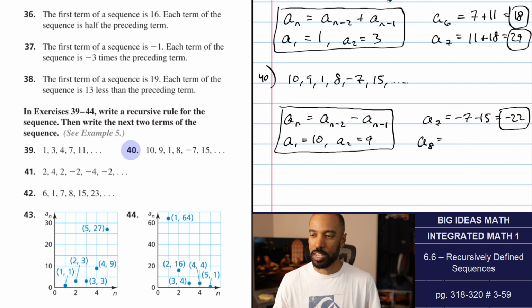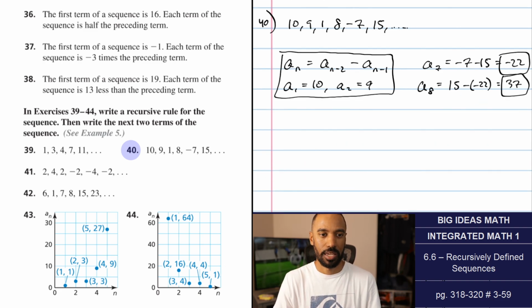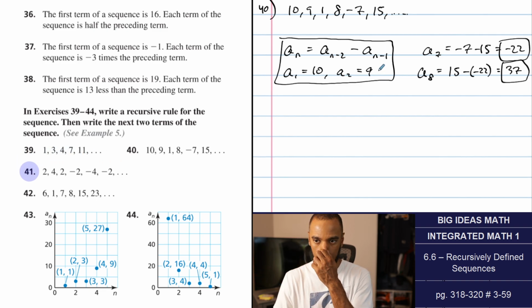15. We'll take 15 minus -22. So it changes sign like that. It becomes 15 plus 22, which is 37. So -22 and 37. Not Fibonacci, but special. It's based on the same thing that Fibonacci does.